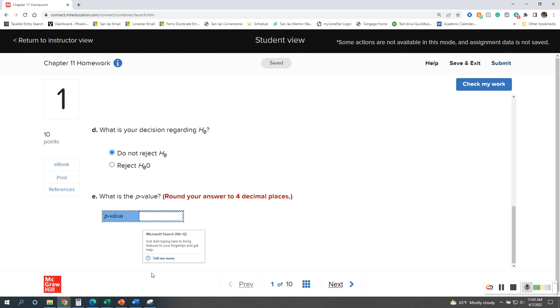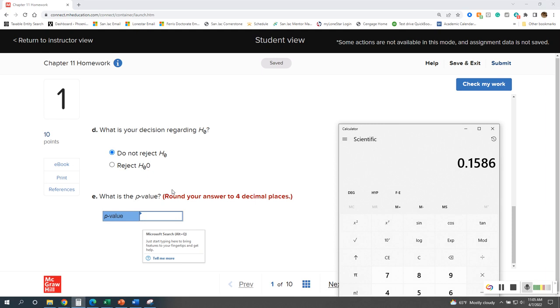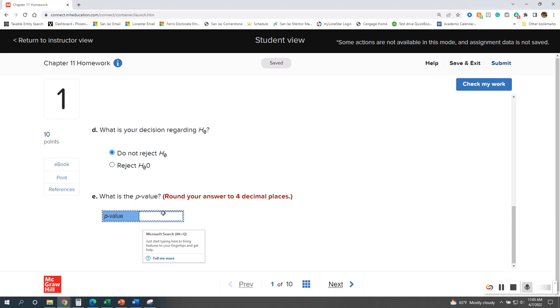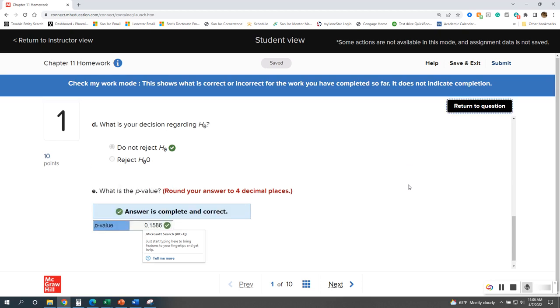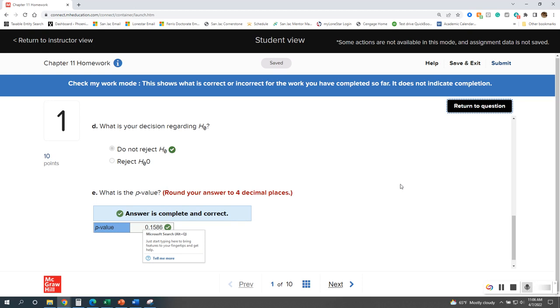And it does say round to 4 decimal places. Okay. So calculator, 0.1586. And there we go. That's question number 1.